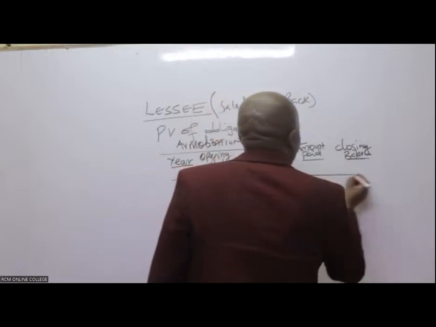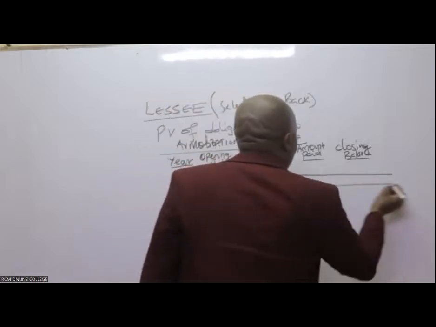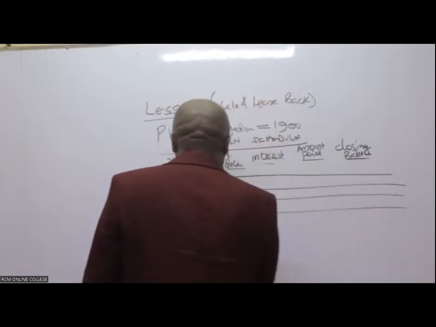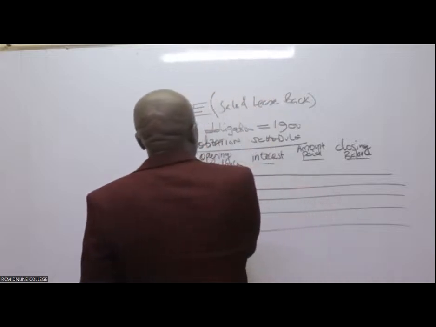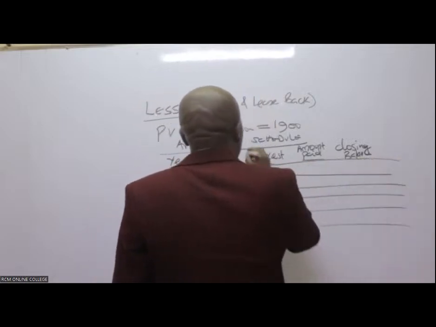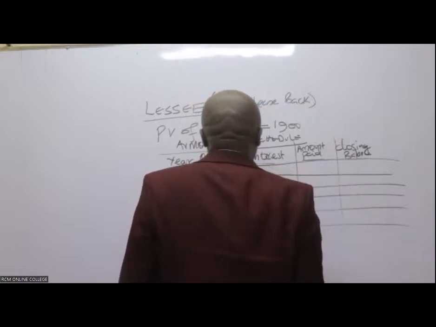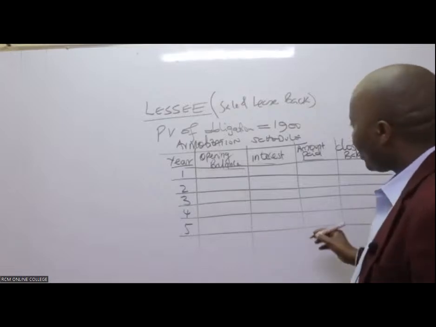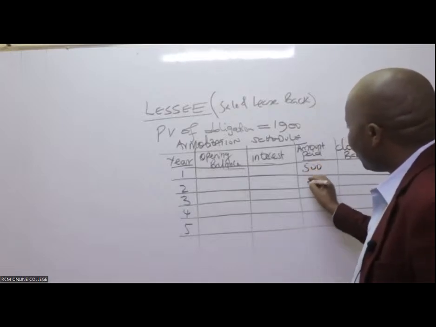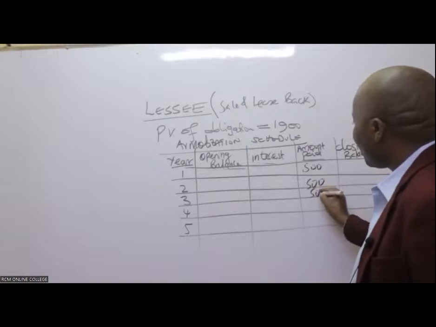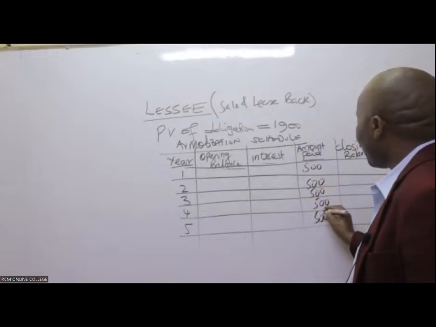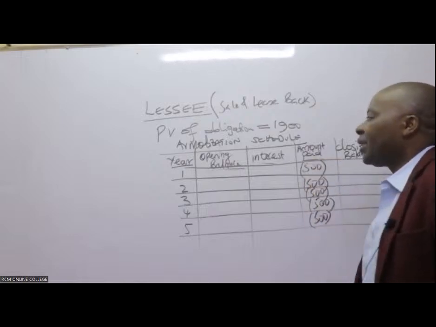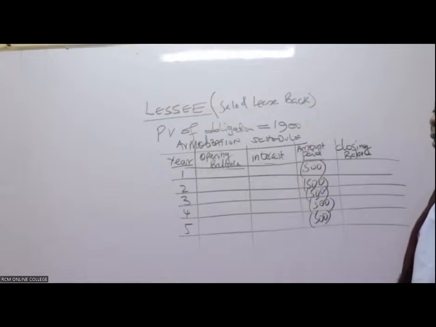So can somebody tell me what amount we are going to be paying on an annual basis? They told us the amount to be paid on an annual basis, cutting the 3 zeros. It's 500. And this one is never debatable. It's 500,000. This is the first thing that I should do. It's 500 that I'll be paying every year for this lease. How about the opening balance?